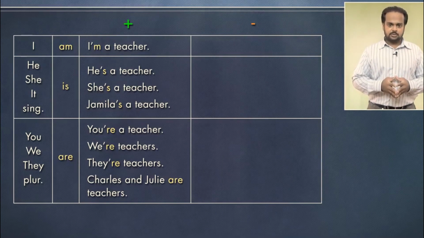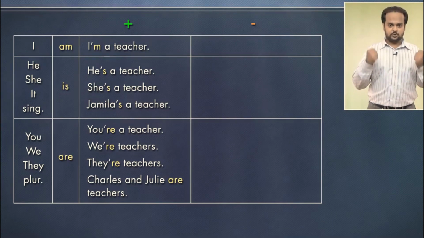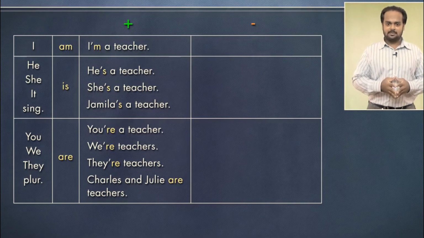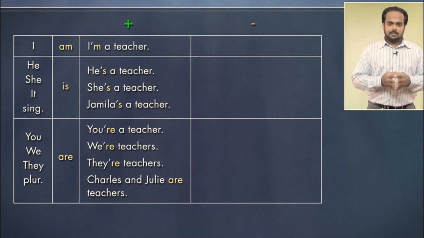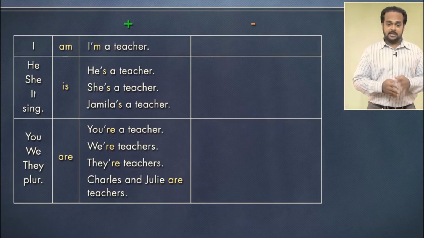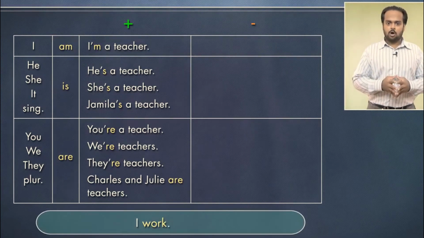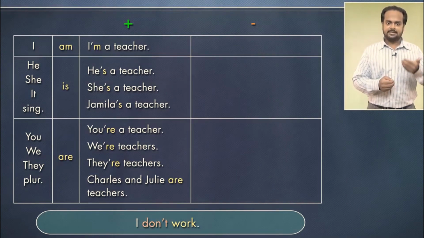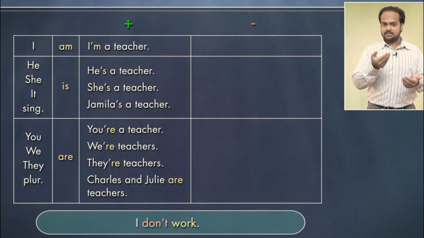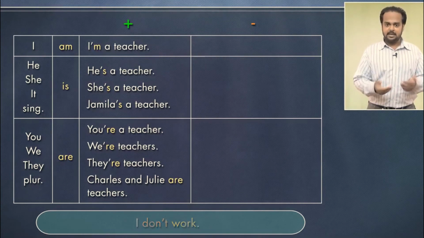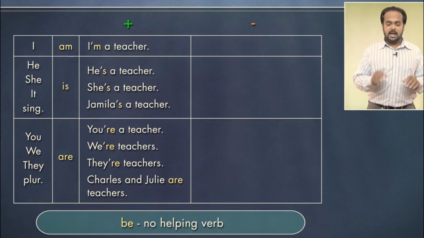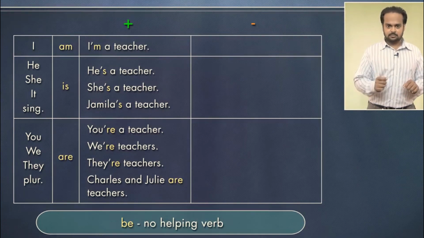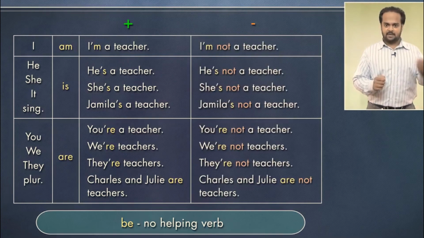The second difference is that the verb be is very strong. What I mean by that is when be is the main verb in a sentence, then it needs no helping verb. Remember, to make I work negative, we say I don't work. So work is the main verb and do is the helping verb. But be does not need a helping verb. And this is important because when you want to make a negative sentence, you add not right after be.